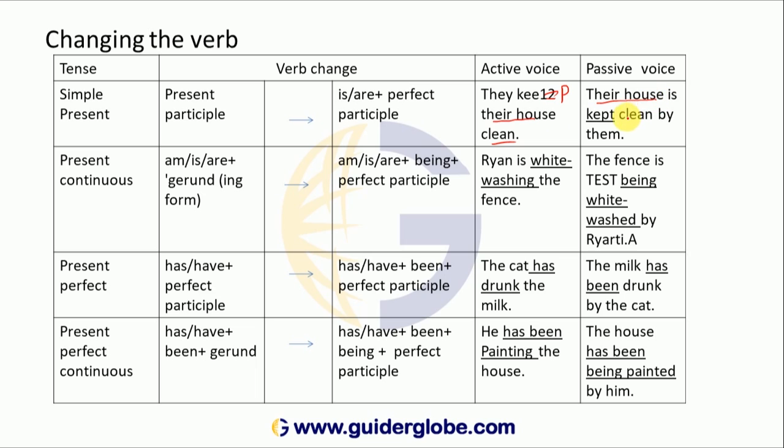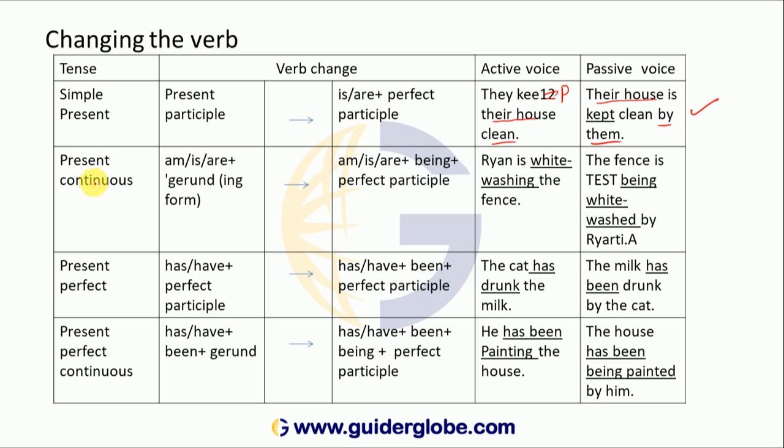Here, they, you have put by them. Clean. Clean what? The house is kept. Keep, kept, kept. That is kept. Is cleaned, don't put, because they are not given clean. Their house is kept clean. Their house is kept clean by them. This is the correct form of representing. This is for simple present tense.